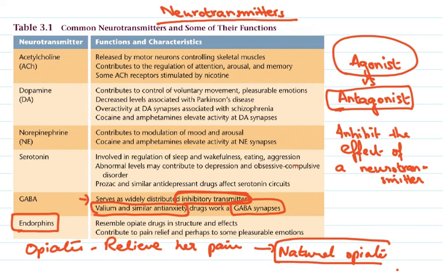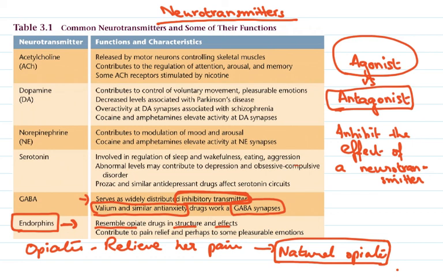And basically what happened then was that she set out to search for the body's natural opiate. And what she found out was that the endorphins basically are the body's natural opiates, right? Because they resemble opiate drugs in structure and effects, right?